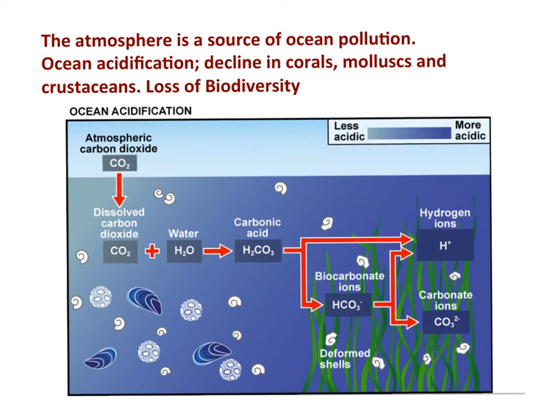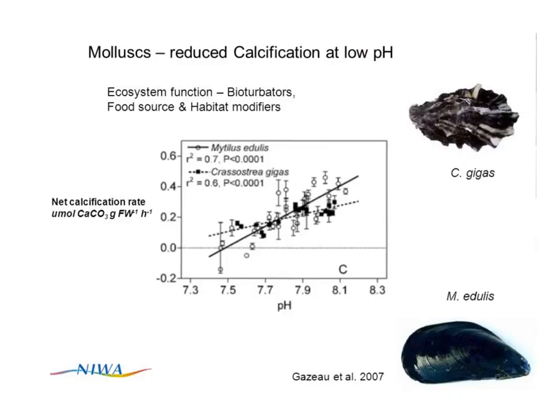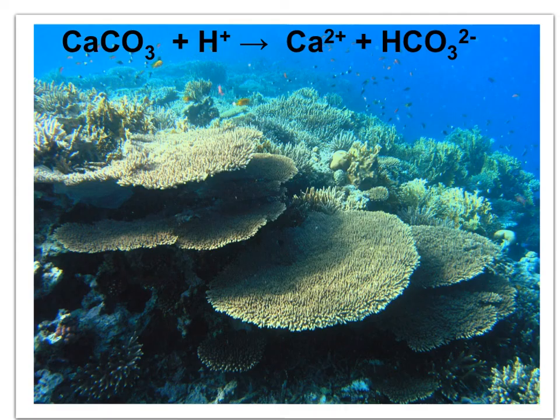Notice how the diagram indicates deformed shells of animals. Ocean acidification causes a loss of biodiversity. Mollusks and corals, both of which need to build calcium carbonate shells or housing respectively, fare poorly under ocean acidification. You can see in this graph that the amount of calcification decreases as the pH decreases.